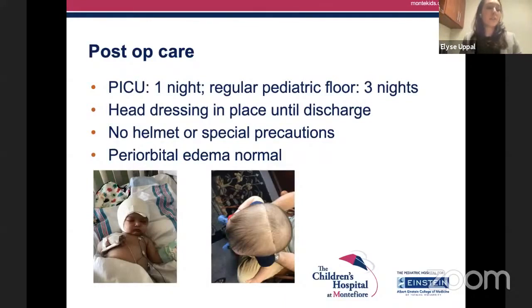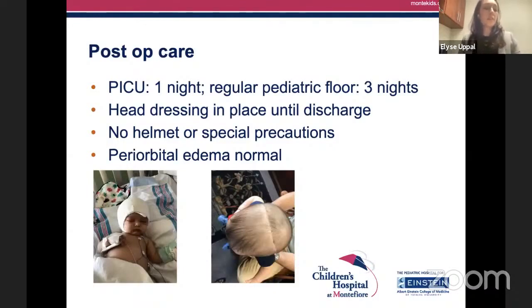They do have a large head dressing in place post-op, which you can see in this picture here. And we take that off before they get discharged, and they go home with typically just steri strips over the incision. There's no helmets or anything required post-op, no restriction of activity or special precautions.